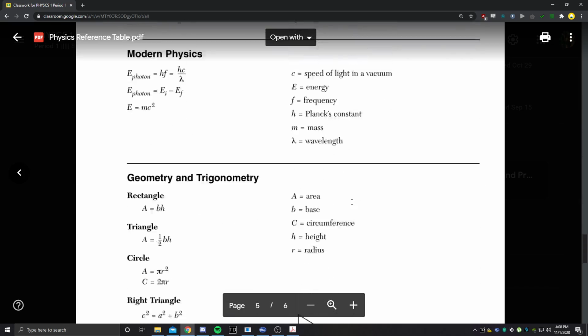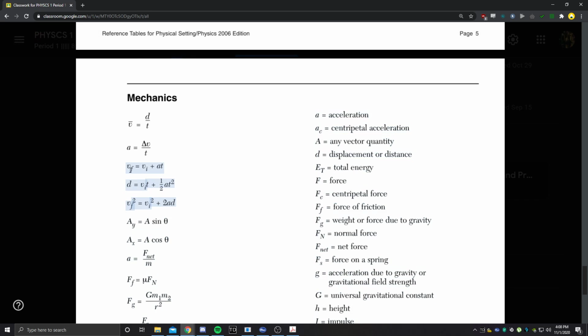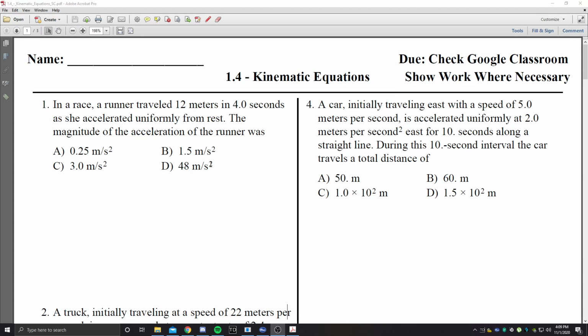and we go down here and we see 3 equations. And these 3 equations, well, including this 4th one up here, right? We use these 3 equations. These are called kinematic equations. And we sometimes use this formula over here: V bar is equal to D over T. Now enough of that. Let's go on.